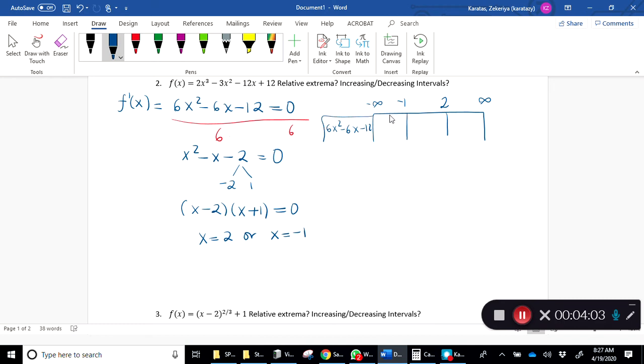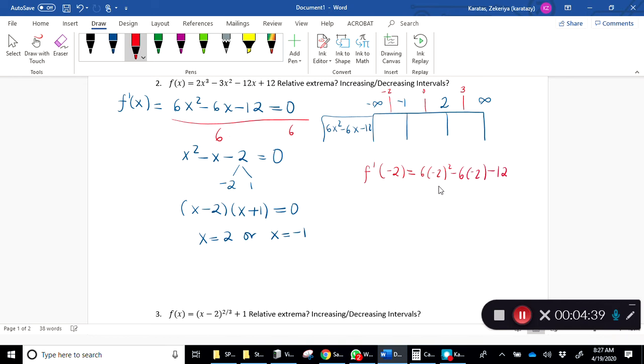So you take a testing value from each interval. Like, choose, for example, from here a testing value like negative 2. From here you can choose the testing value 0. From here you can choose 3. Then plug that in f prime. And you just need to check the sign. So I'm looking at f prime of negative 2. So you plug this in f prime. So it's going to be 6 times negative 2 squared minus 6 times negative 2 minus 12.